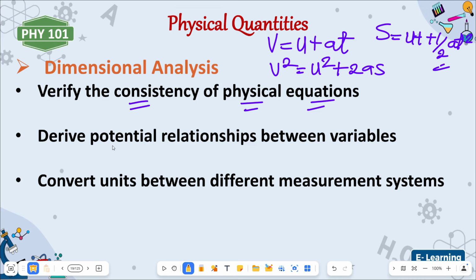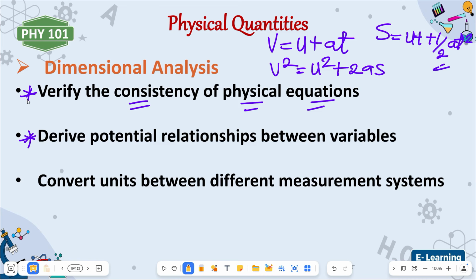Number two is to derive potential relationship between variables. Variables are things that change. Velocity changes, acceleration changes, and time changes. So if they give you velocity, acceleration, time, and force, how do you determine the potential relationship based on the information that is given to you? You use dimensional analysis, my dear student. What did I say? The first one is to verify the consistency of physical equation. Then two is to derive the potential relationship between variables.